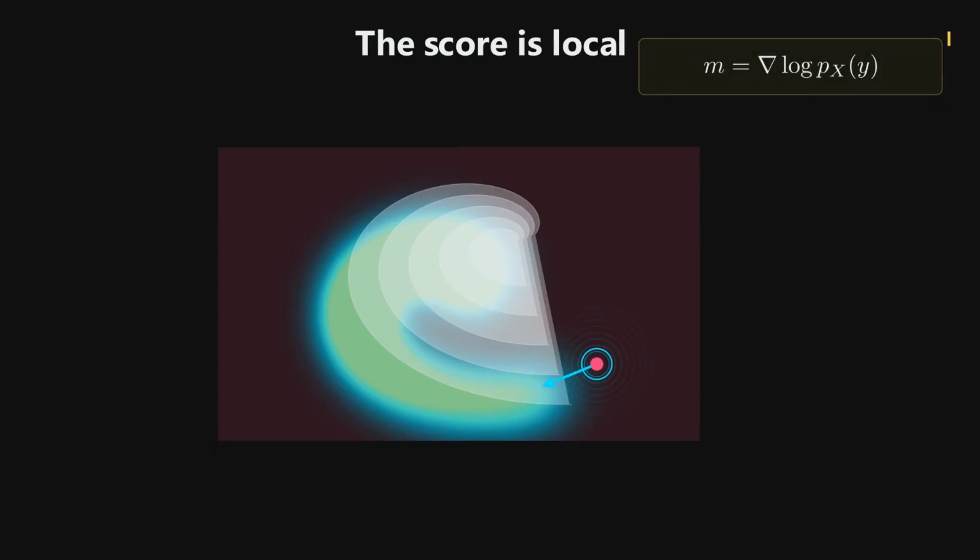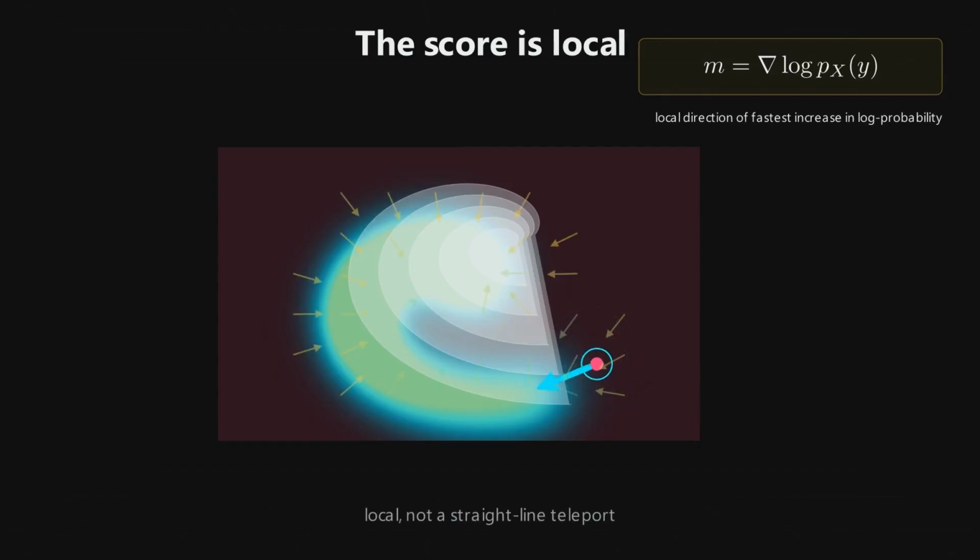The score is a local compass. At the current point y, it points in the direction where log probability increases fastest. Notice the word local. The score does not magically draw a straight line all the way home. It does not open Google Maps and say, in 300 meters, turn left at the Gaussian. It only tells us the best infinitesimal direction from where we are right now.